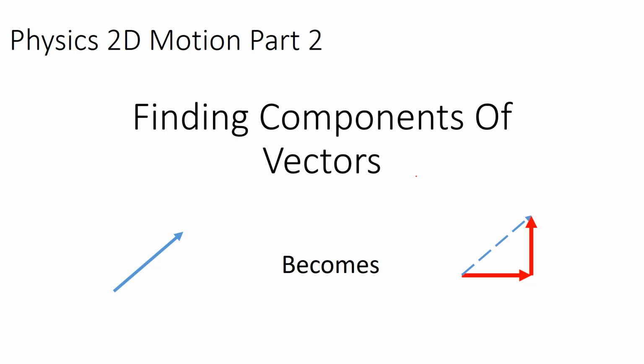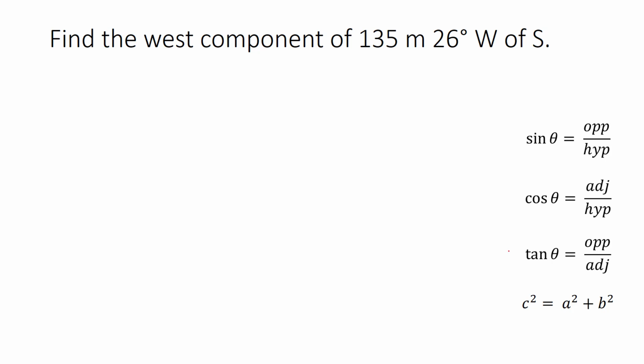Okay, this is part 2 of a series on 2D motion, and we're looking at finding components of vectors. We're going to break a vector down into its x component or its y component, and here's one sample problem. Find the west component of 135 meters, 26 degrees west of south.